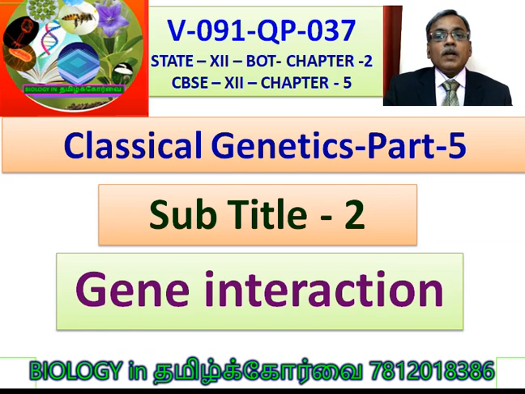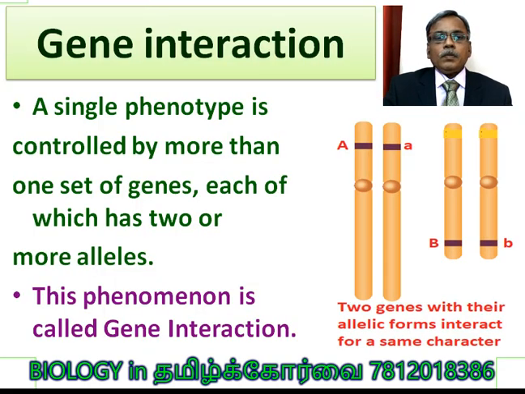Subtitle 2, Gene Interaction. A single phenotype is controlled by more than one set of genes, each of which has 2 or more alleles. Now you can see this is one gene and this is another gene. Both the genes may be responsible. Here I am giving you an example with a picture for you to understand two genes involved in the expression of one character. Understood? And this one character consists of two variations.